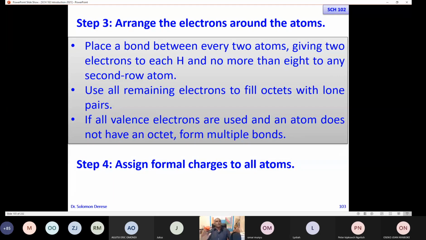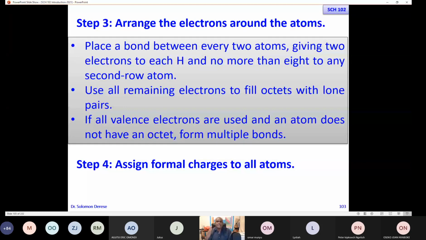When you have done all this, you will have drawn a very valid Lewis structure for a molecule. Remember what I've been telling you all along, that structure determines property. So you must draw the structure of the molecule very well. If it has a lone pair of electrons, you must indicate. If it has a double bond, you must indicate. If it has a triple bond, you have to indicate, etc.